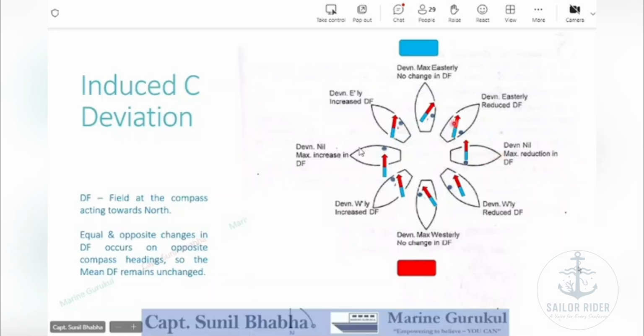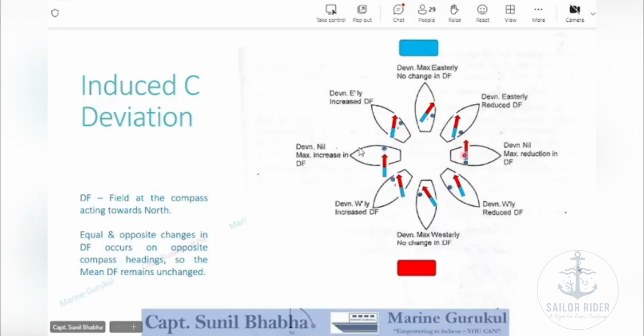So we have seen the deviation on these three headings, and you can appreciate now the deviation is proportional to cos of the compass course. On northerly heading where the course is 000, cos of 0 is equal to 1, denoting maximum deviation, and we see maximum deviation is generated here. On easterly heading, when the course is 090, cos of 90 is 0, which converts into 0 deviation, and we can see here that 0 deviation is caused.